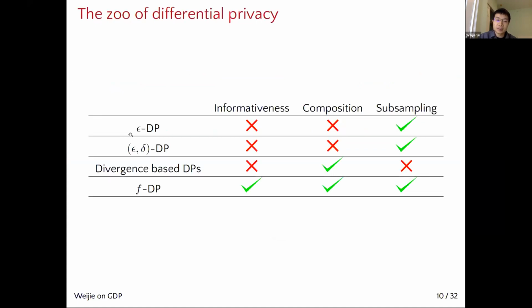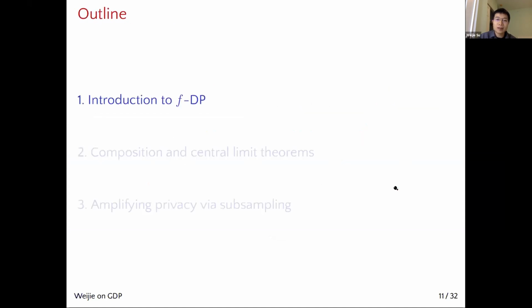There are many existing f-differential privacy definitions, so let's look at 3 criteria: whether the definition is informative, how it deals with composition, and how it performs under subsampling. Hopefully in this talk I can convince you that our new f-differential privacy does well across the 3 criteria. So now let's first introduce f-differential privacy.